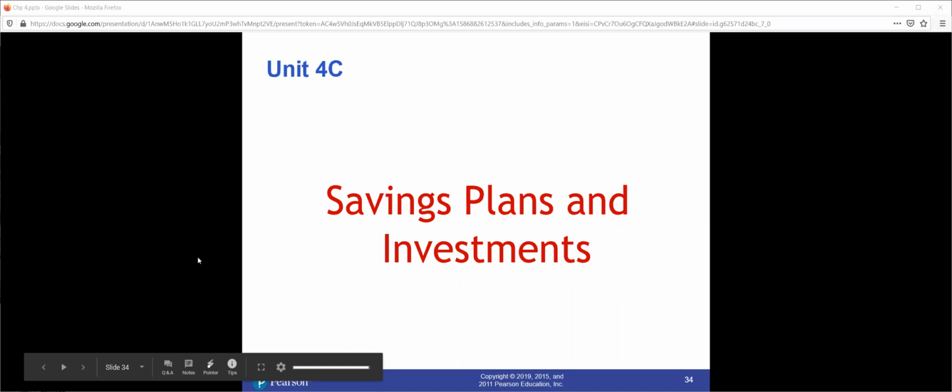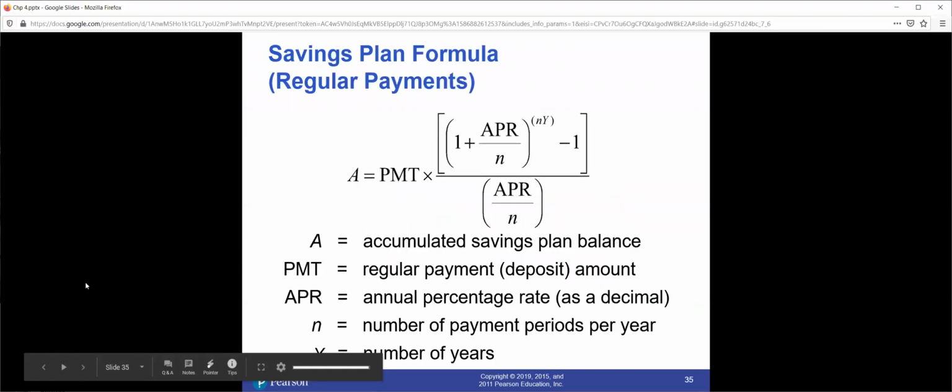We're going to talk about savings plans and investments, the basics of the math behind different investment strategies, and sort of the idea. We're going to start out with this fun-looking equation, the savings plan formula for regular payments. It involves making a regular payment into a savings plan at your bank or your credit union, what have you, and the amount of money accrued based on the interest the savings plan pays out.